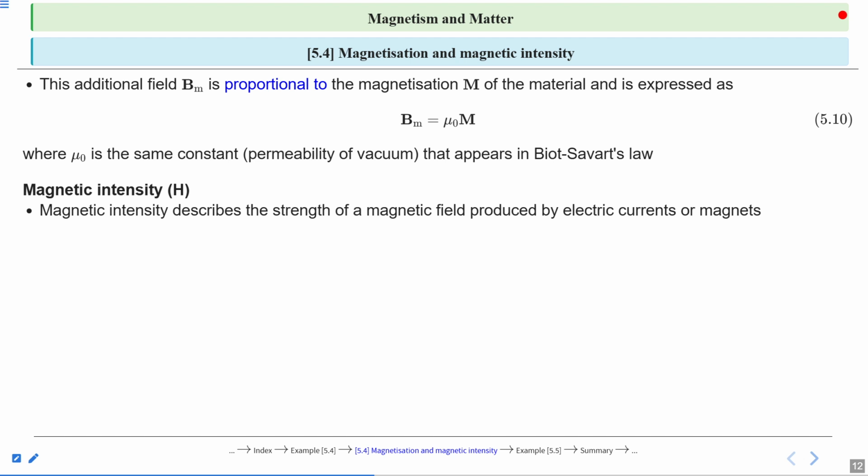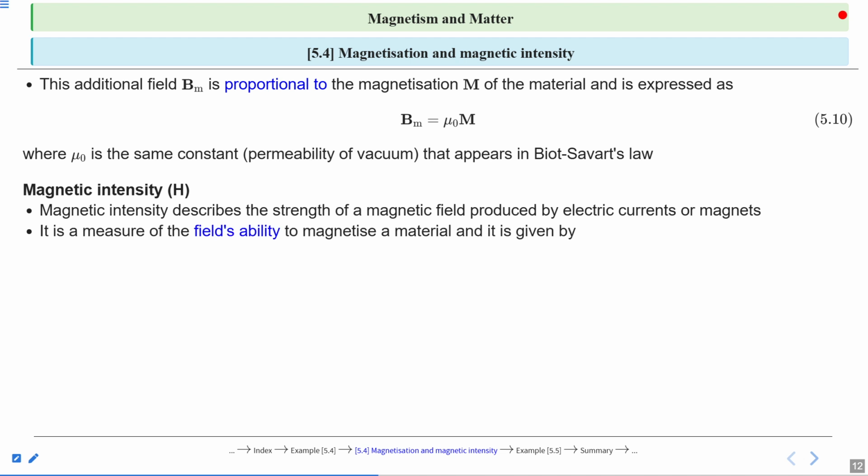Initially we had a solenoid alone without any material core. Due to the current flowing in the solenoid, the magnetic field created was B naught, and the strength of this magnetic field is described by this magnetic intensity H. So this magnetic intensity is responsible for the magnetization of the material core. Due to this magnetic intensity, magnetization is being done.